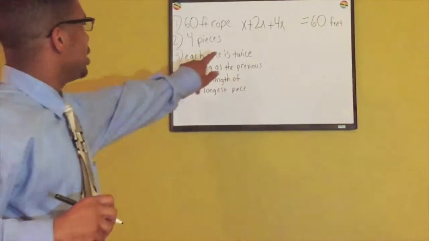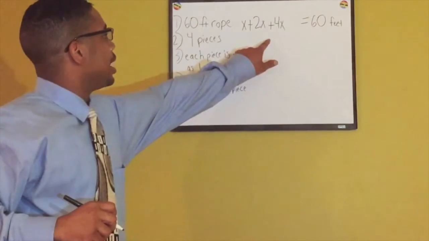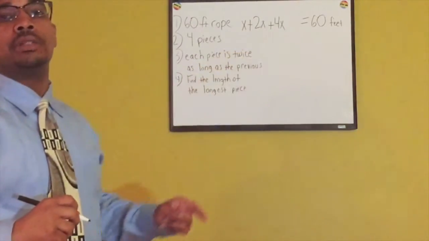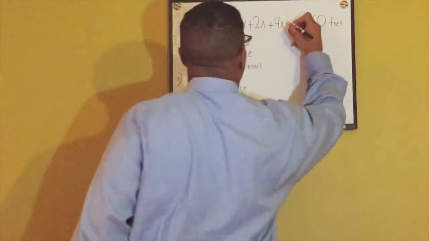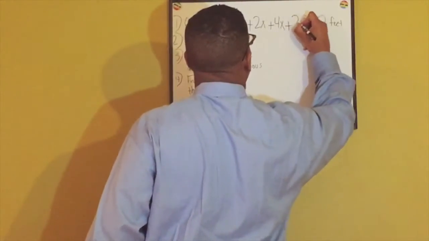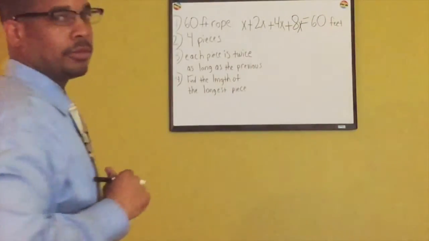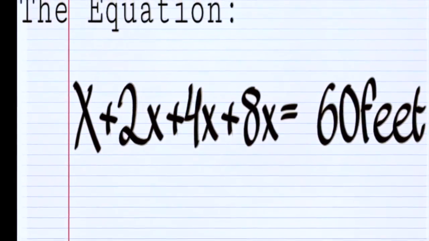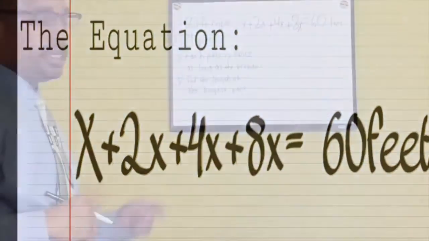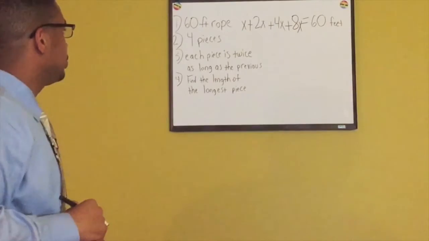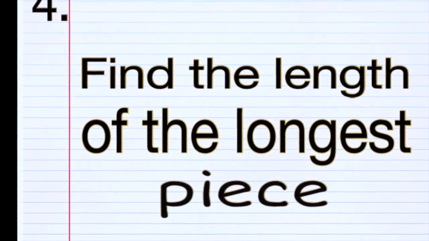Now, if you see the successive pieces, X, we doubled X, we got 2X, we doubled 2X and got 4X. Now we're going to multiply 4X by 2. 4X by 2 is going to give you 8X. Now we have our equation. Our equation is X plus 2X plus 4X plus 8X equals 60 feet. Now we're going to solve this equation. Remember that 4th detail, find the length of the longest piece.